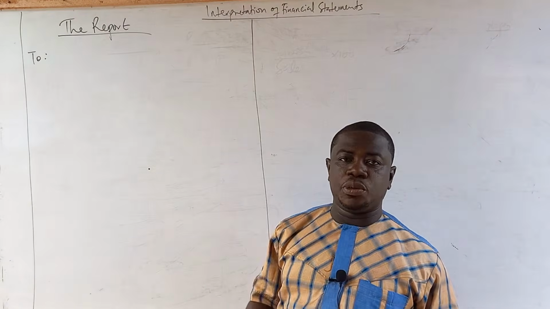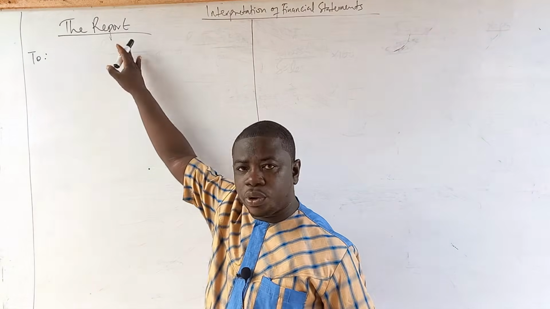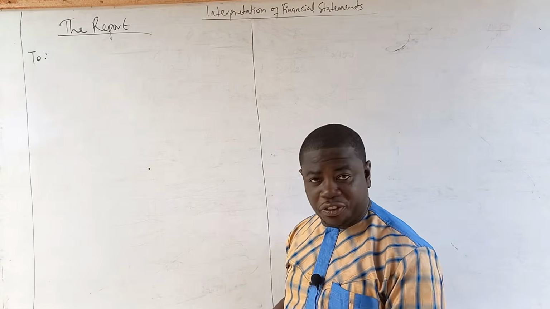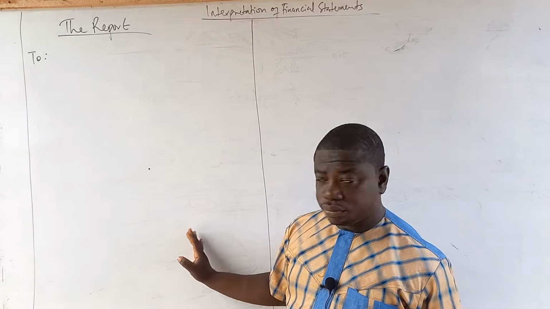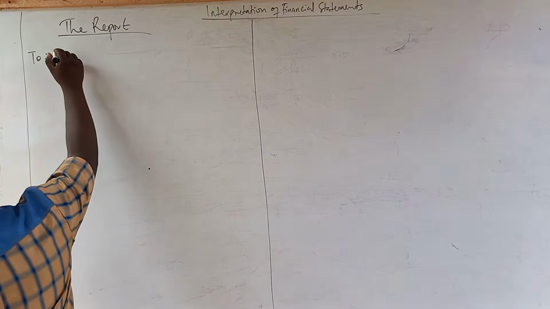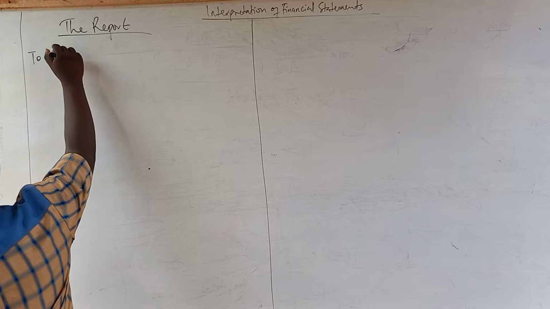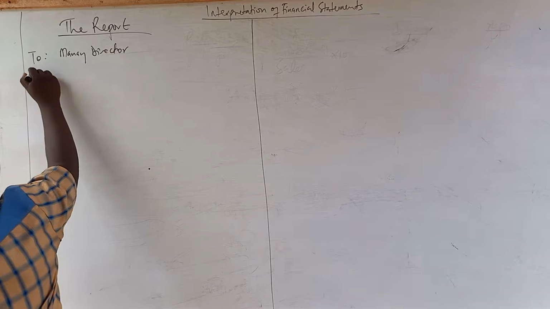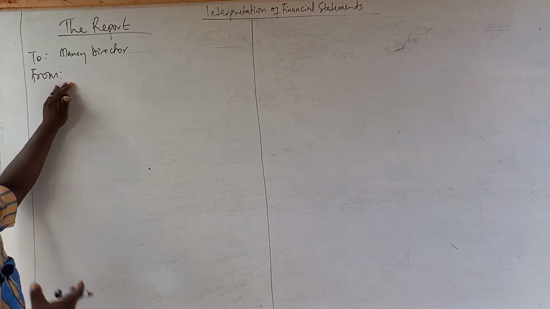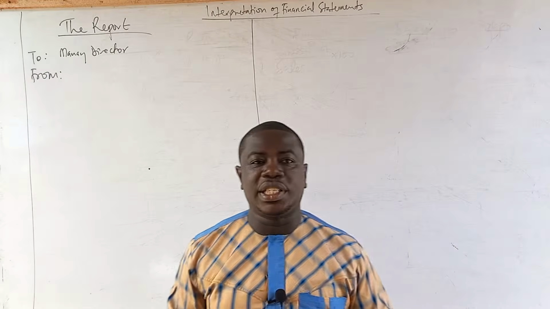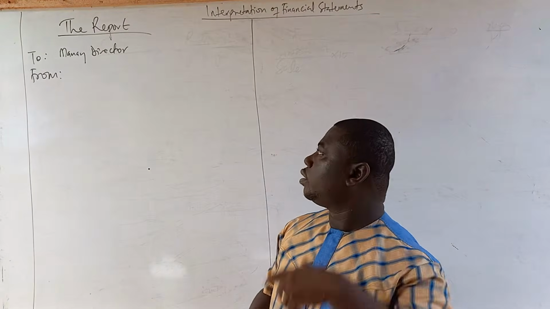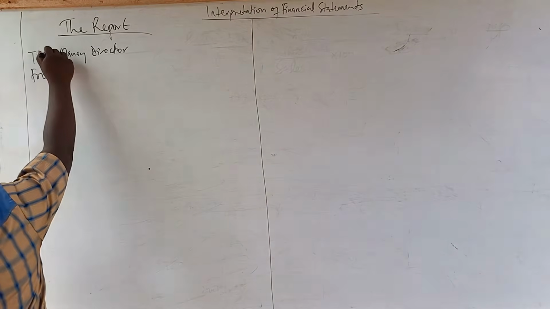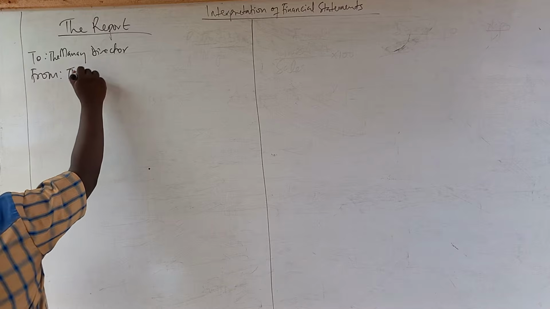So whoever you are supposed to write the report to according to the question, that is what you are going to do. And this is very practical because in an exam situation, in the office, this is what you do in the office. And so, let's say, to the managing director, then you now say from. Now, from is the position they have given you. So if the question says, as a financial controller, write a report, then you say from the financial controller. If they say from the accountant, you say the accountant. So to the managing director, from the accountant.